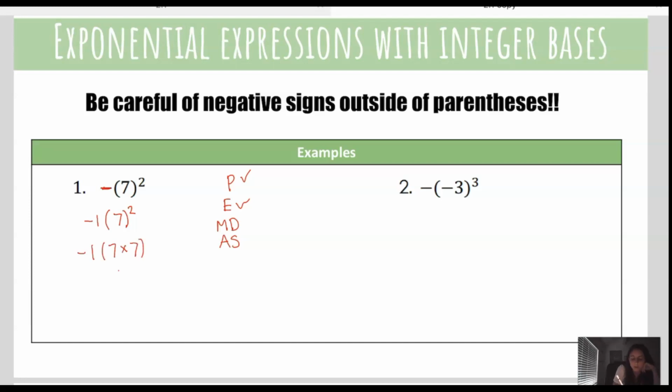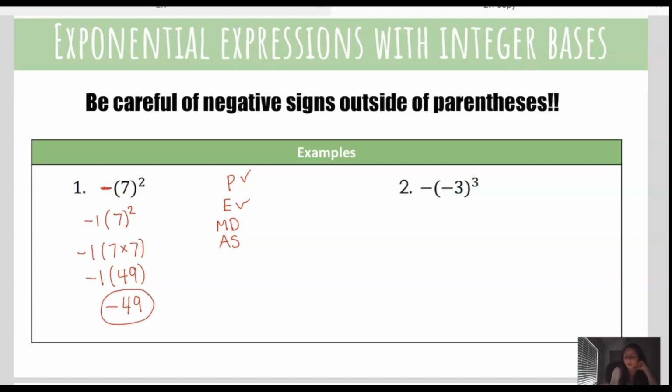Well, 7 times 7 is 49. And then we have to bring down that multiply by negative 1. And negative 1 times positive 49, a negative times a positive is a negative. So our final answer is negative 49.